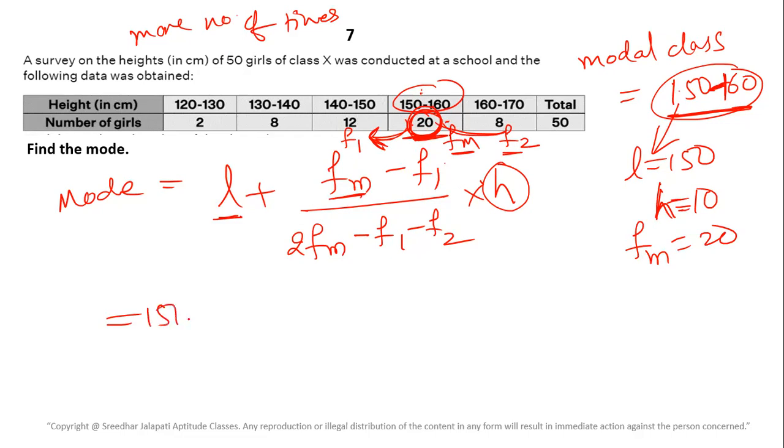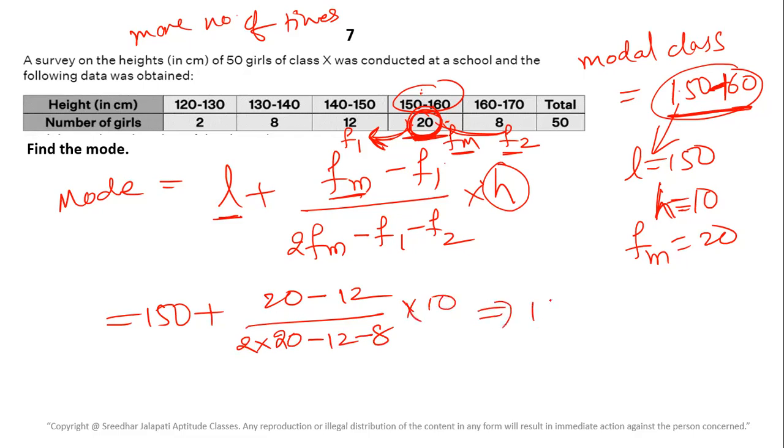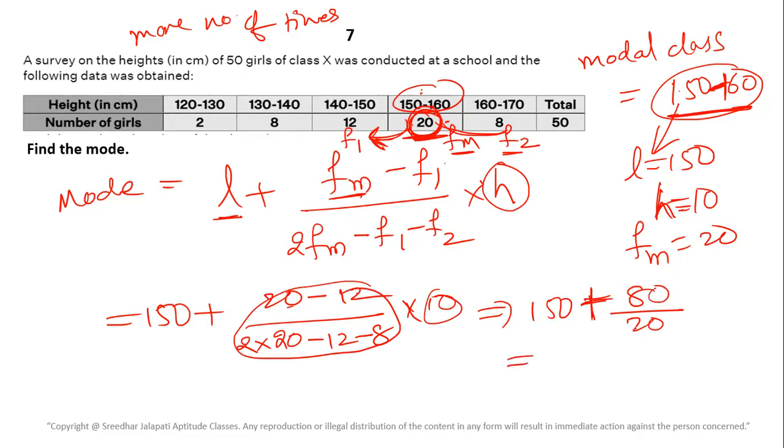Now what is L here? The lower class limit, 150. Fm, the modal frequency, 20, minus F1, 12, by 2 into 20, that is 2Fm minus F1 minus F2, 8, into 10. If I simplify, this is 150 plus 20 minus 12, 8, by 40 minus 20, 20, into 10. So 80 by 20, which is 4. So 150 plus 4, 154. The mode for this data is 154 centimeters.